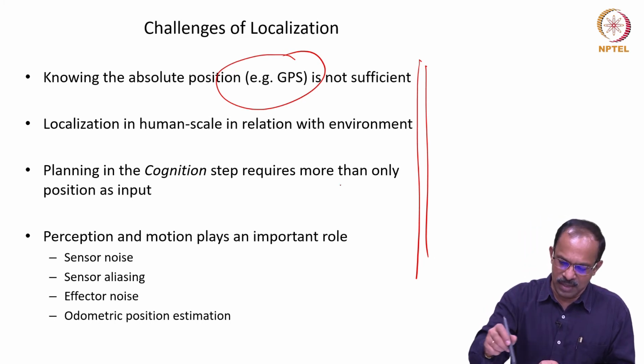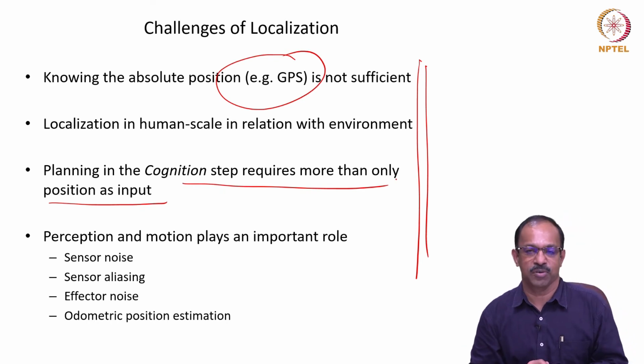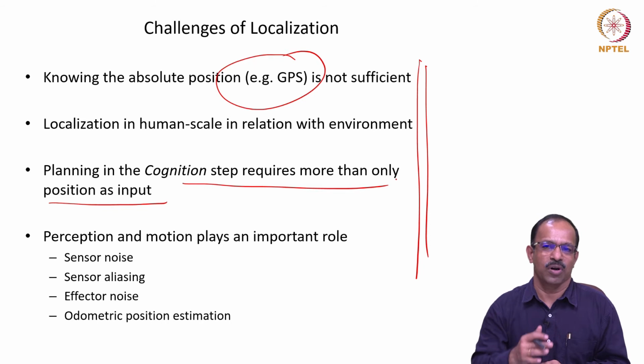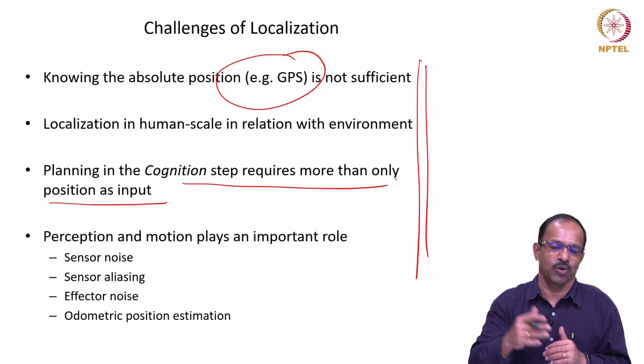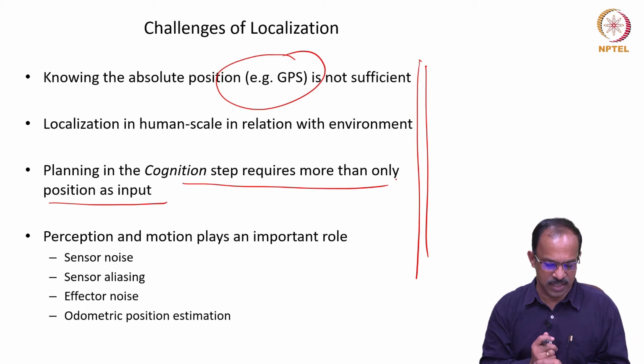Okay, and then it may require more than just position as input. It may require many other pieces of information for it to plan the activities. So, just position is not sufficient. It needs to know how far the objects are and how to avoid obstacles as it moves forward. There are many things the robot needs to do. So, that itself is a challenge.